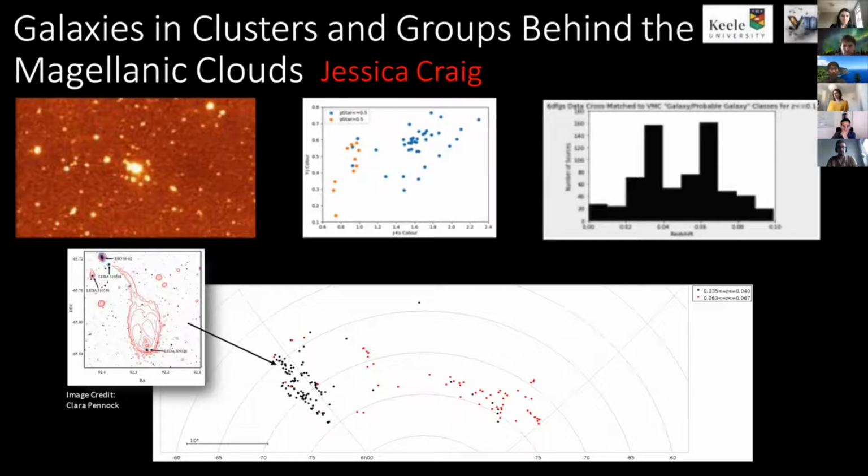From this and other multi-wavelength data, we can learn about cluster environment and evolution.